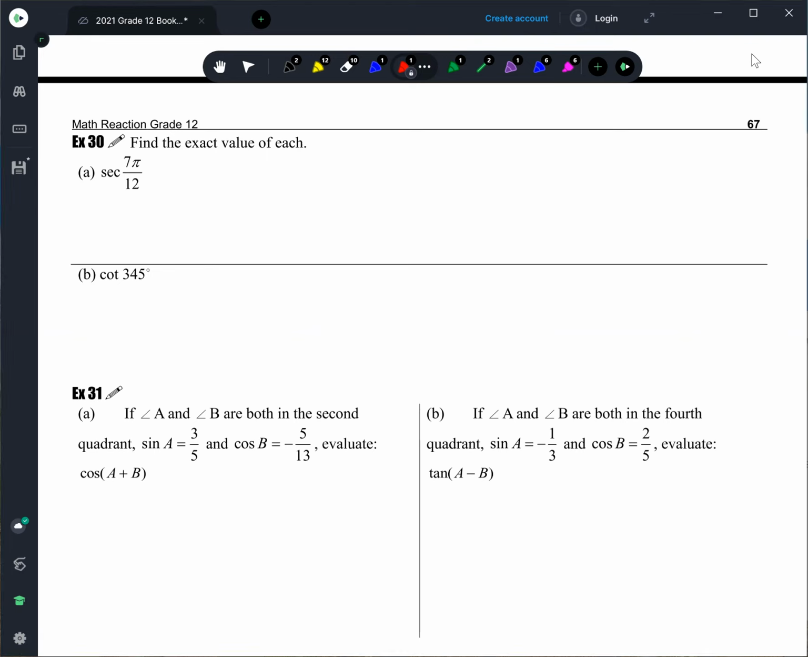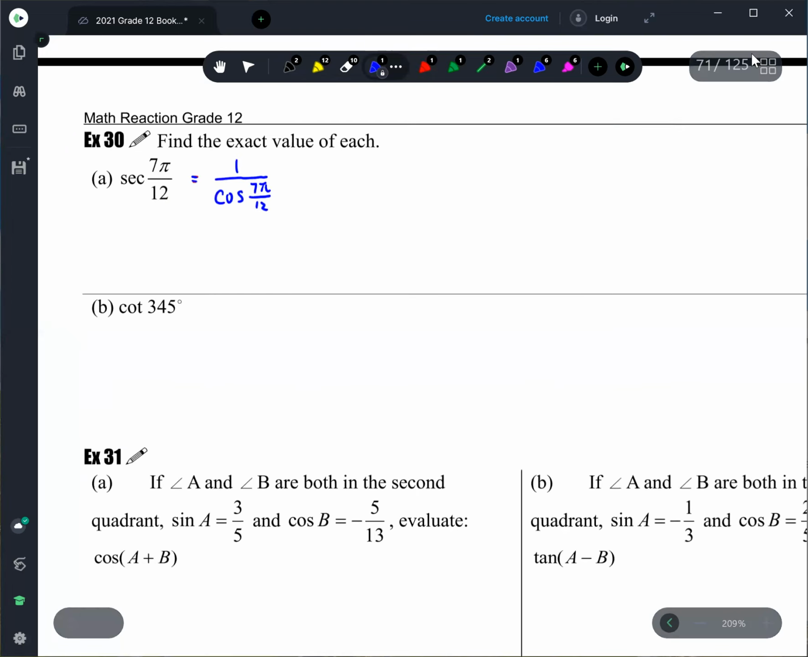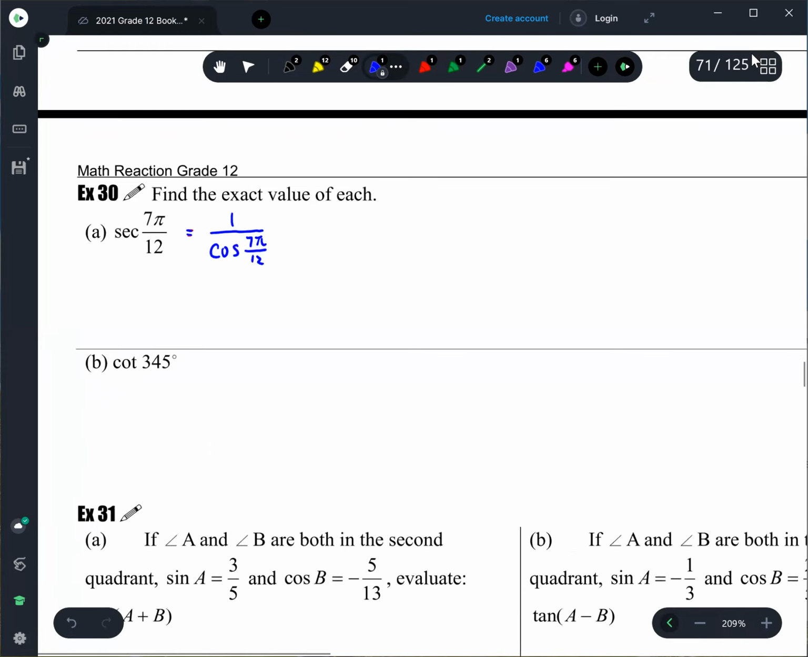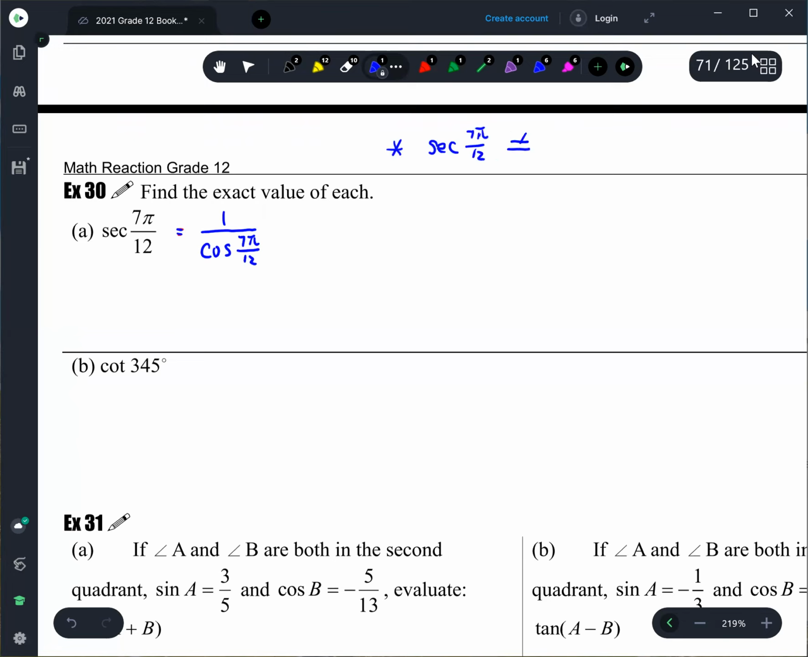Yes, okay. Secant and cosine are like brothers, okay? Cosecant and sine, brothers, right? So this one, they give you a secant, but we are going to write it as 1 over cosine first. You remember secant is reciprocal, but a very common mistake is to reciprocal the angle, okay? So please write it on the top: secant of 7 pi over 12 does not equal cosine 12 over 7 pi, okay?